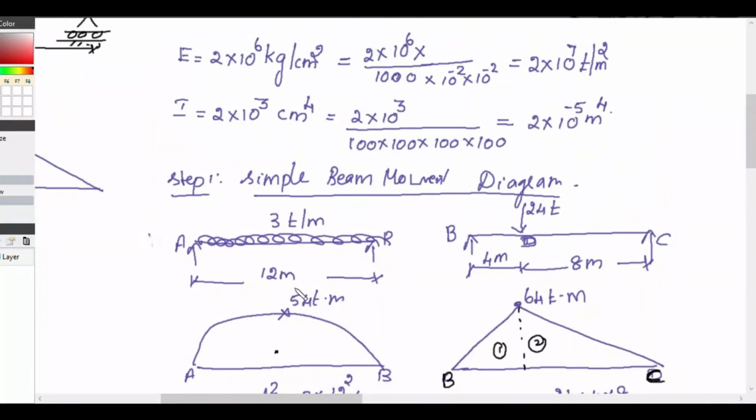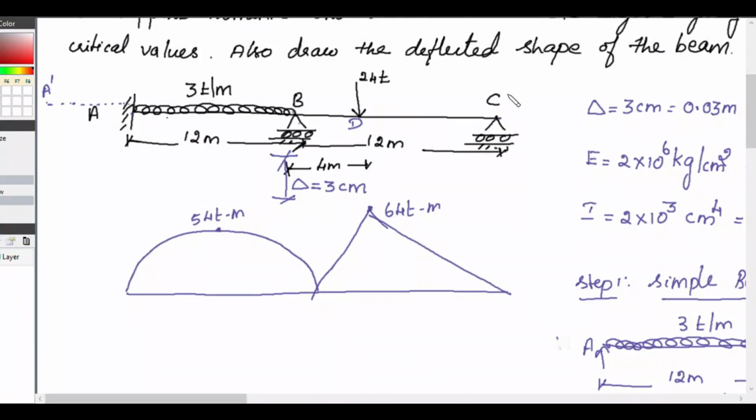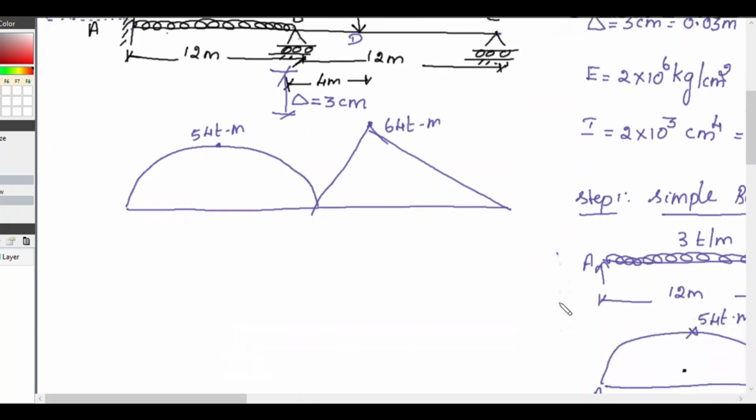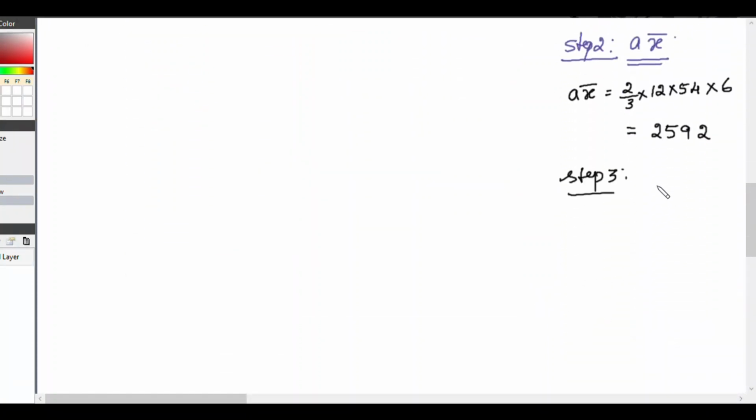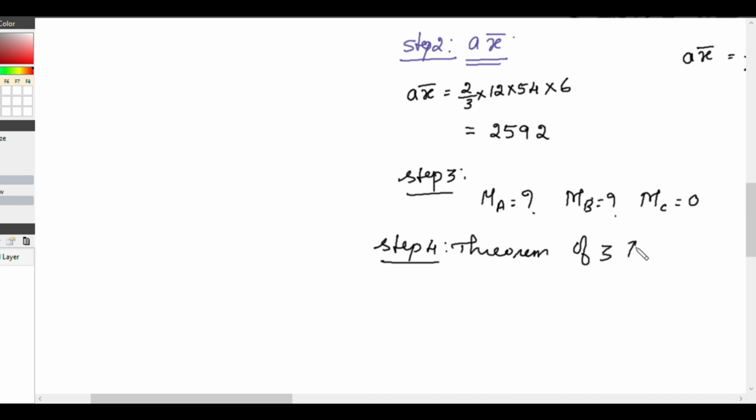Now step 3. Step 3, we are going to find the unknowns. So unknowns, we know C is extreme support, so MC is equal to 0. So we need to find what is MA, moment at A and moment at B. We know moment at C is equal to 0. Now we will apply the theorem of 3 moments. That is our step 4. We are applying the theorem of 3 moments.